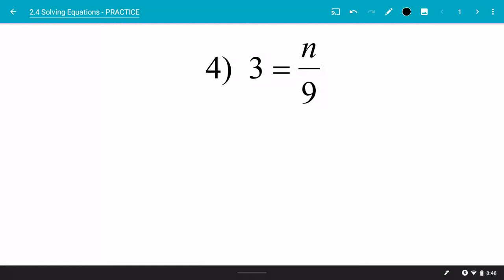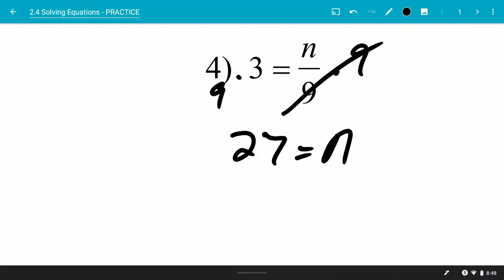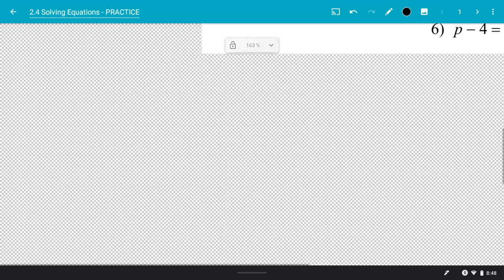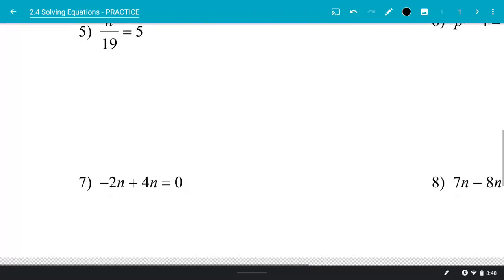What do I do here? Multiply. Why? It's division. Why 9? Because it's with the variable. 3 times 9? 27 equals N. All right, enough of the easy stuff. Let's get to two-steppers. Get to stepping.